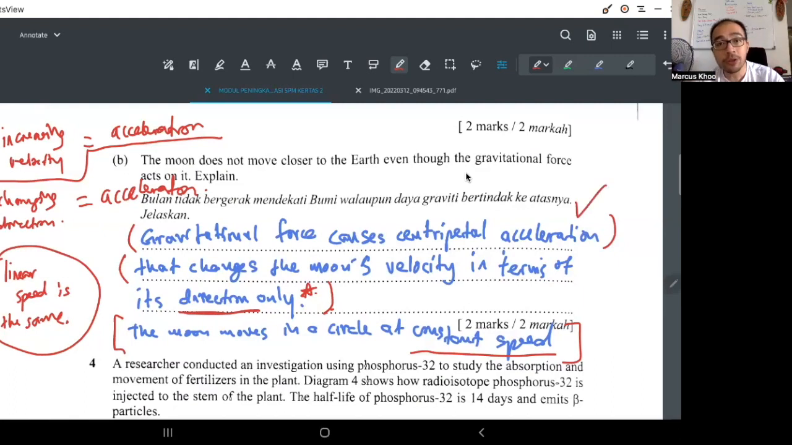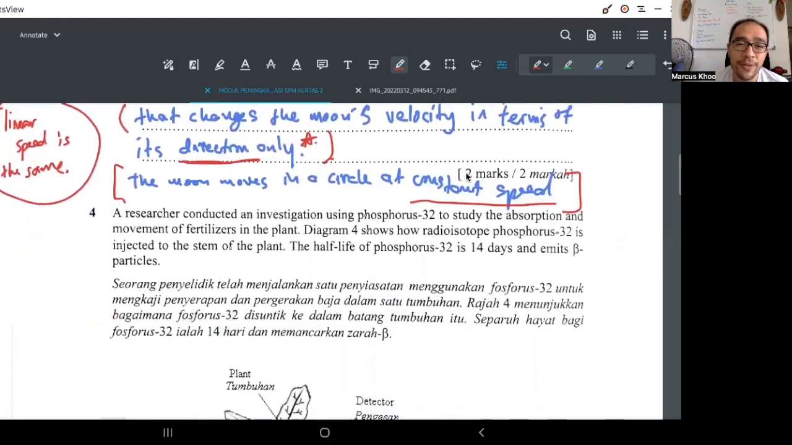Okay, come back to the original concept of acceleration. Acceleration is the rate of change of velocity, and velocity ada dua component, which is speed, which is the magnitude, and the direction. Salah satu daripada ini berubah, akan ada acceleration. Okay, very classical physics.